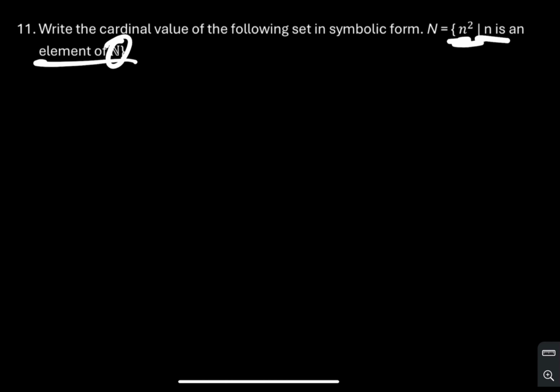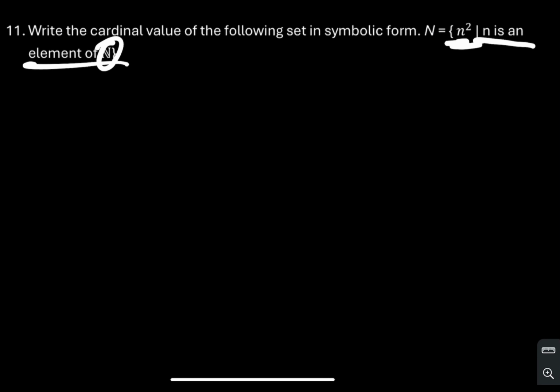So if all n has to be is an element of natural numbers, it can be an infinite amount, since natural numbers are infinite. So how do we write the cardinal value of that? Well, there's this notation that represents all of the natural numbers. There's a special notation for this. It's called Aleph Null, which is written like this. Now this is just a rough sketch, so you might have to Google it.